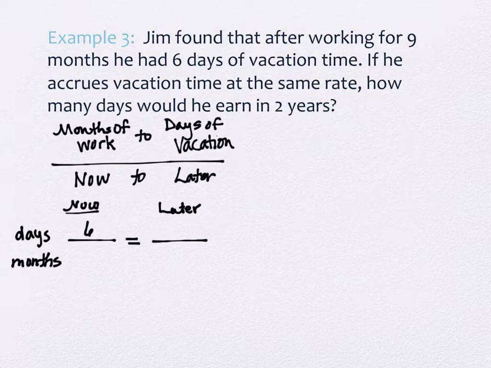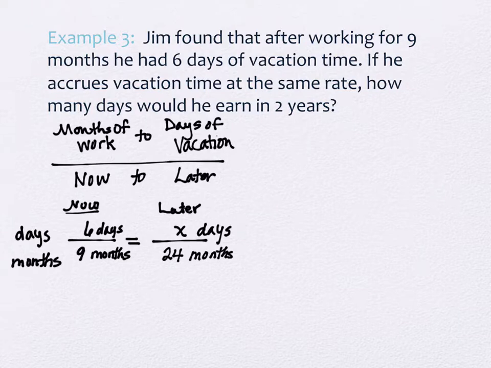Okay, so how many days of vacation does he have now? 6. How many days of vacation will he have later? We don't know. That's the thing we don't know. So I'm going to put an X there. How many months has he worked now? 9. And if it helps, you can actually write the words days and months in here. You don't necessarily have to, but if it helps you can. So we don't know what it is now, but later it's going to be days here. And then how many months are we talking about in the future when we're looking to make the comparison to? Yeah, 2 years, so 24 months. So good job on changing that, recognizing we need to. Okay, fabulous. And then in solving this, what do you recommend?